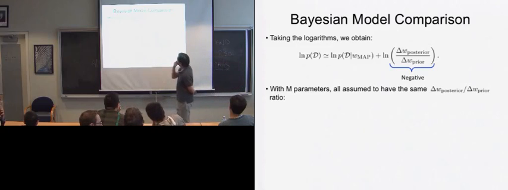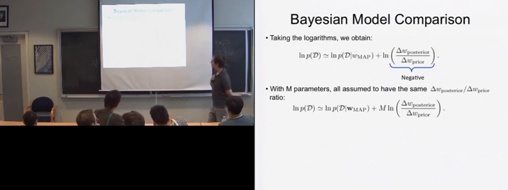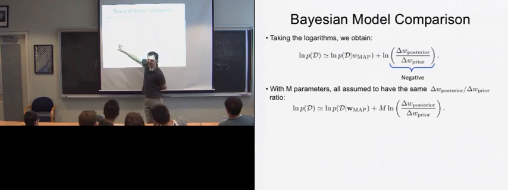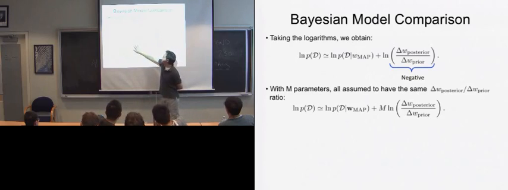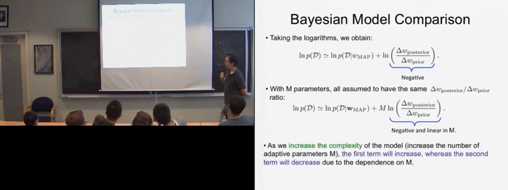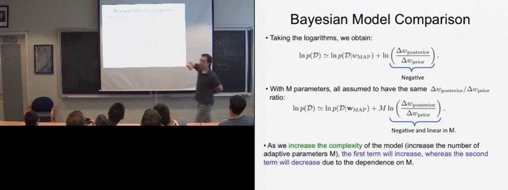This term is negative. Now, if we have m parameters in the model, and we make the assumption that this ratio is the same, then if you look at the evidence, approximately, it's going to have this term plus this term multiplied by m. So it's going to be negative and linear in m. Can you explain why that holds? Why do you get this formula from the first? Oh, because this model was derived for just one dimension.